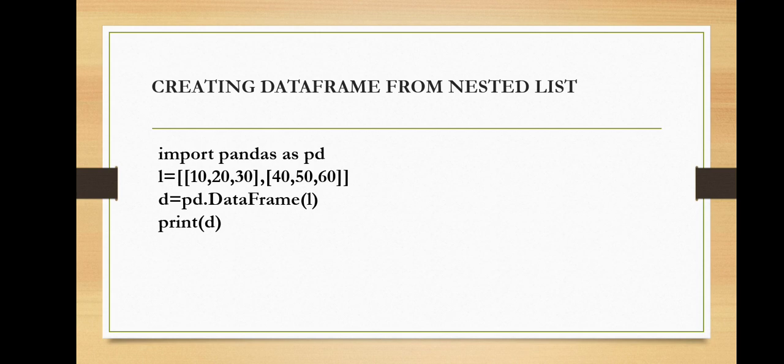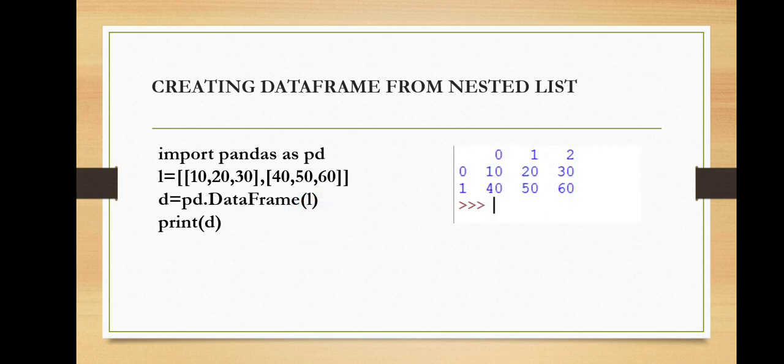Next we are trying to create a data frame from a nested list. See, here I have taken a nested list, a list that contains two elements and each element is itself a list. This is the first element of the list. It contains values 10, 20, 30, and this is the second element 40, 50 and 60. Now when you create a data frame from this list, I have written pd.DataFrame, and within brackets I have written L. So it will use this nested list and create a data frame.